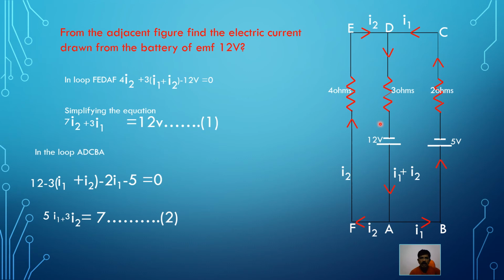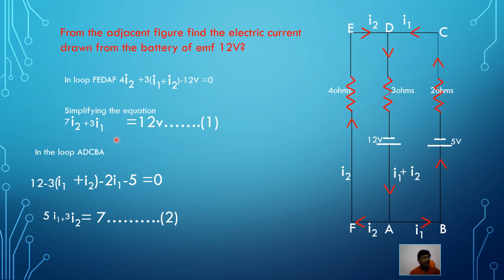Next one, observe this one. At the battery, I already told you the direction of the current is from positive terminal to negative terminal, but we are moving in the clockwise direction. Both are opposite, so minus 12 volts. So the algebraic sum of all the potential drops across the 3 components present in this loop is equal to 0 as per KVL. Let it be equation number 1.